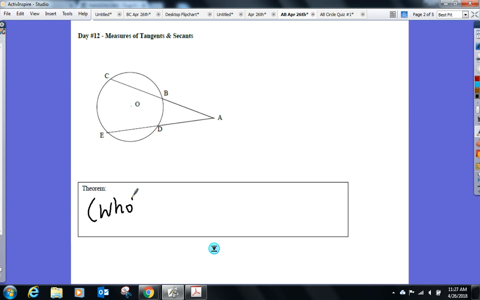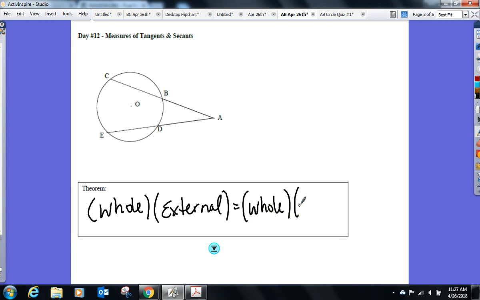Whole, and I'll show you what each means in a second, times external equals whole times external. What does he mean by that? And this is for tangents and secants only. You guys know what to do with the chords from yesterday. All right, whole times external equals whole times external.